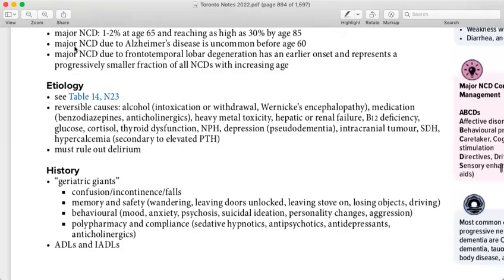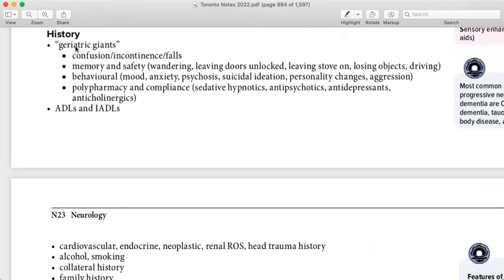Now coming to the history. You are going to start with the geriatric giants. So you are going to check for confusion. If there is incontinence or any history of falls, then memory and then safety, behavioral, polypharmacy and compliance. These are the history questions that you would like to ask. So in a CDM question, they can ask you what basic history questions you would like to ask.